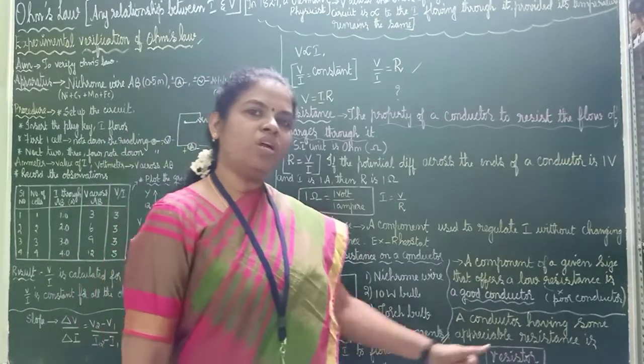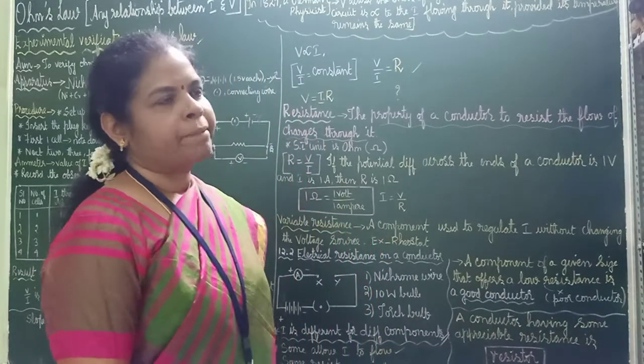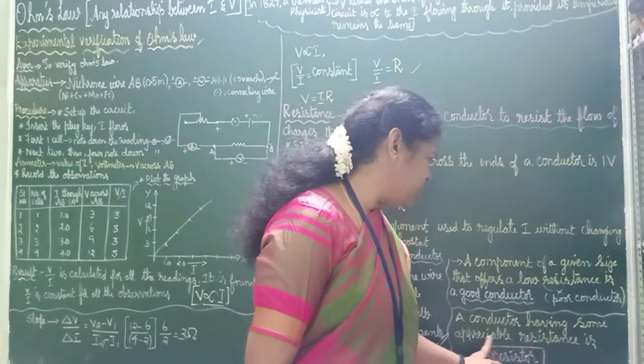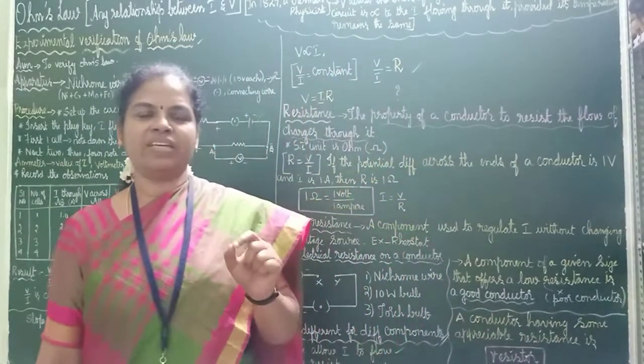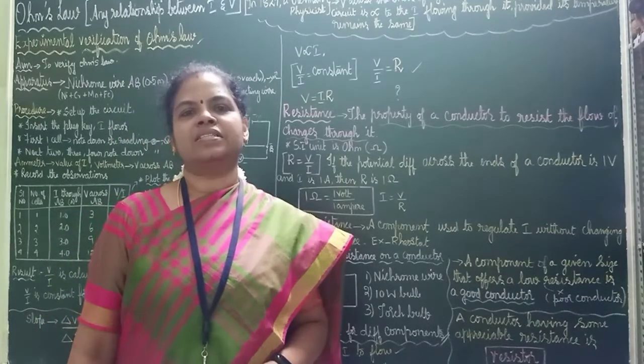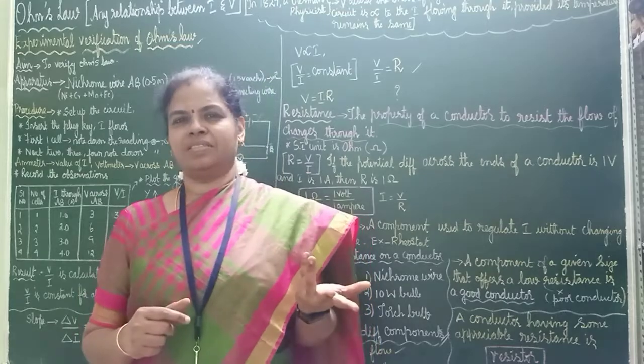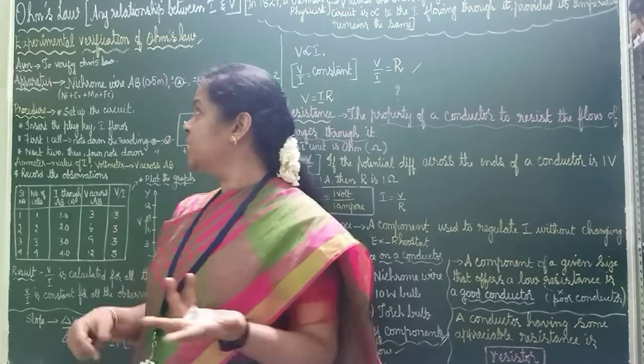Okay. So what is a resistor here? A conductor, a component having some appreciable resistance. If it is having resistance, then it is called a resistor. So these are the things we have studied. Now we will study about the factors. Okay, some factors are there. We will study about that.